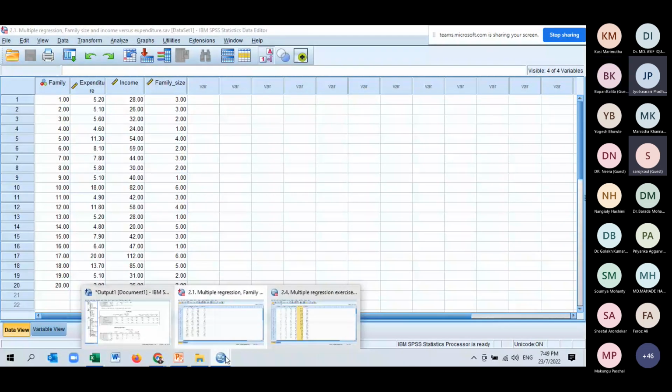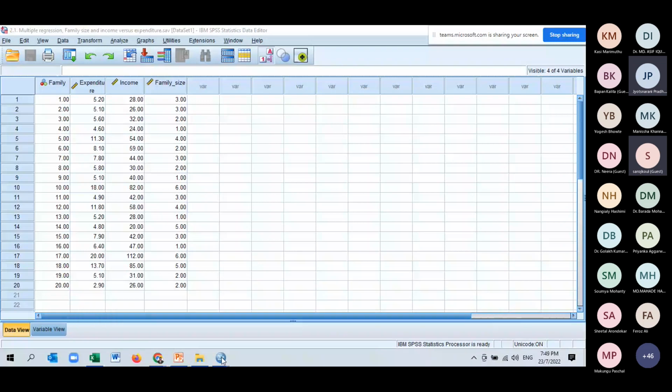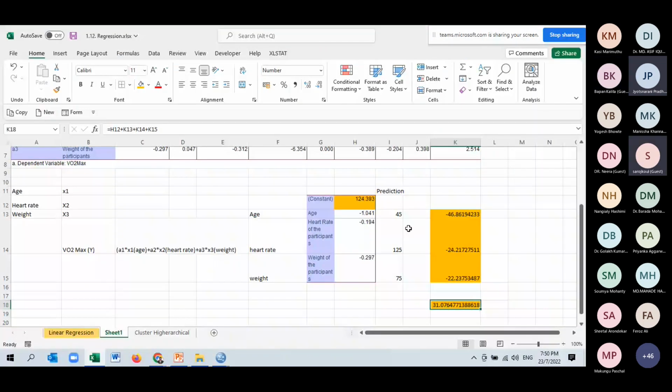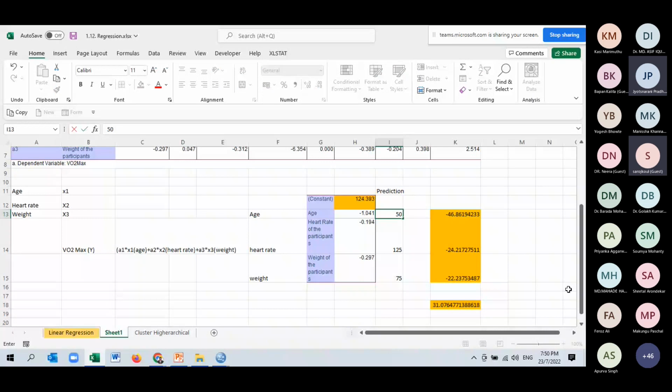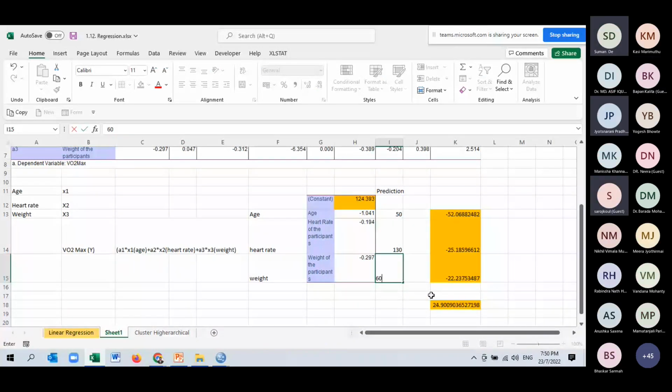Maybe you can go to the Excel file. Again, I will modify this value. For example, his age is 50 years, his heart rate is 130. I am just modifying the values. His body weight is 60 kg. How much will his VO2 max be? This is the value, 29.34.